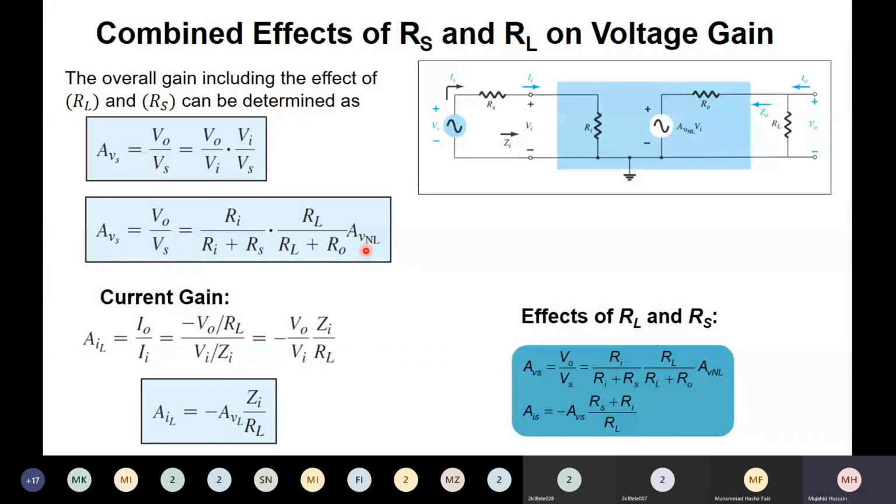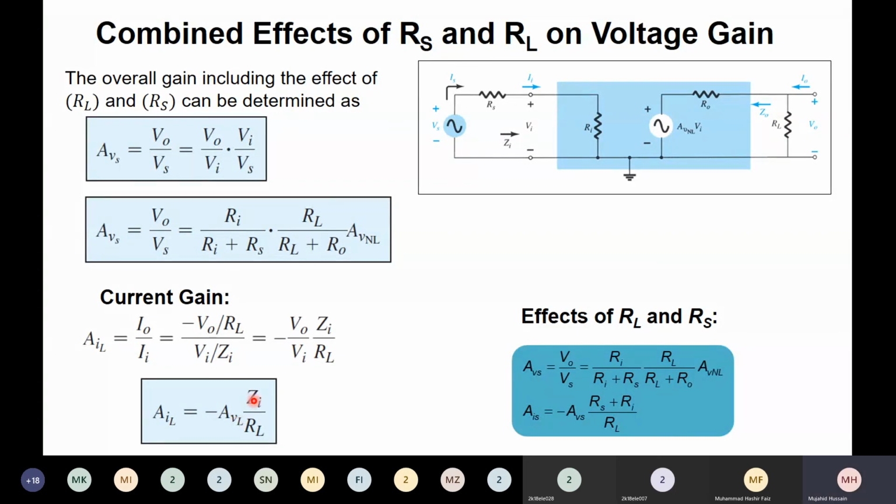Now we have the current gain. This is the last slide. The current gain, as we discussed earlier, we can find from the voltage gain. Simply, the current gain will be the output current to the input current. The output current is simply V naught over RL. It is minus because the polarity of voltage is opposite to the direction of current. The input current will be the input voltage over the input impedance. When you rearrange this, this is the voltage gain. Voltage gain times input impedance divided by the load resistance will give you the current gain.